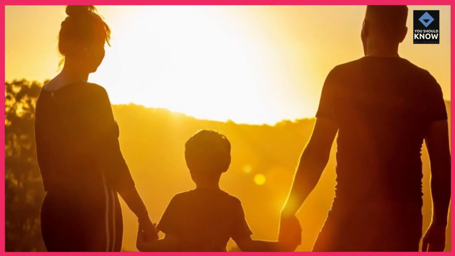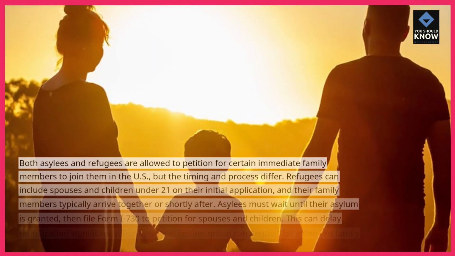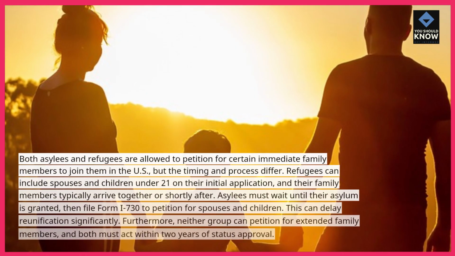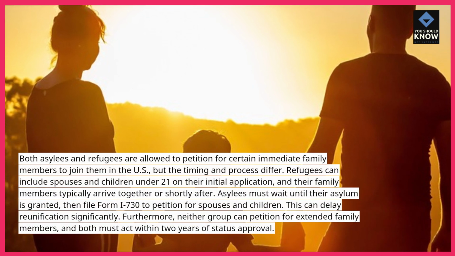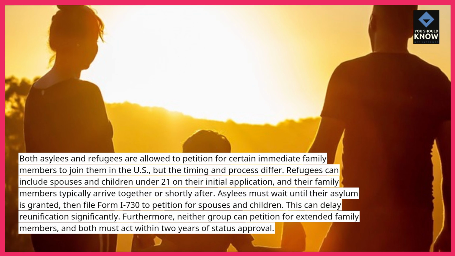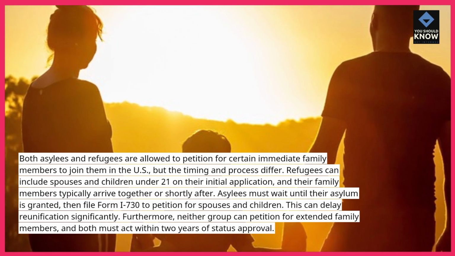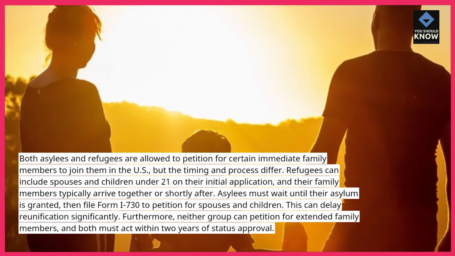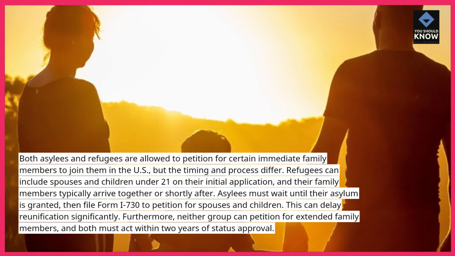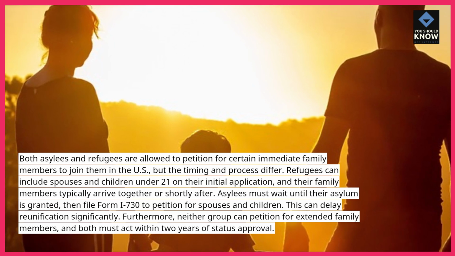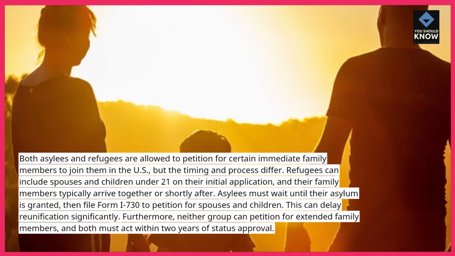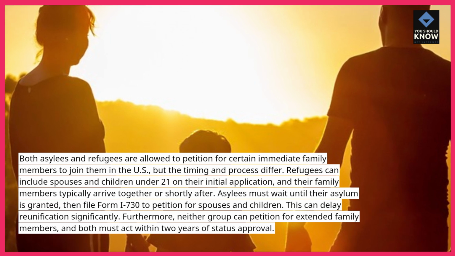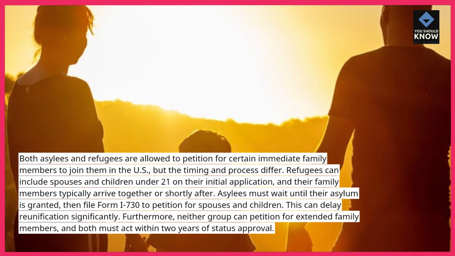9. Family reunification and petitioning for relatives. Both asylees and refugees are allowed to petition for certain immediate family members to join them in the U.S., but the timing and process differ. Refugees can include spouses and children under 21 on their initial application, and their family members typically arrive together or shortly after. Asylees must wait until their asylum is granted, then file Form I-730 to petition for spouses and children. This can delay reunification significantly.